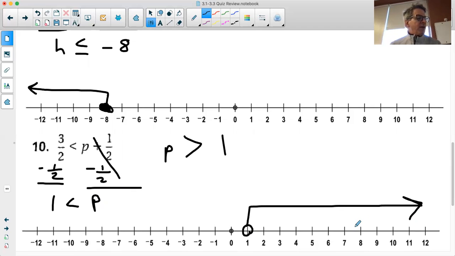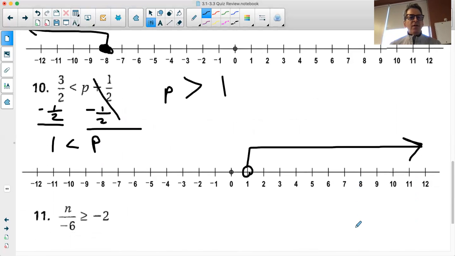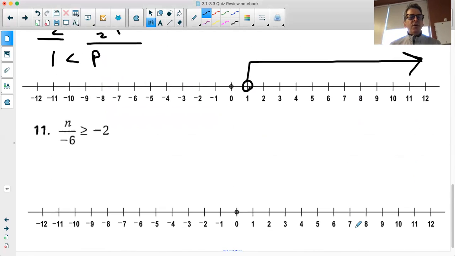Moving on to number 11, n divided by negative 6 is greater than or equal to negative 2. Okay, so to undo the division of negative 6, we're going to multiply by negative 6. And when we multiply by a negative number, that triggers us to reverse the sign. So now we're going to change this from greater than or equal to, to less than or equal to.